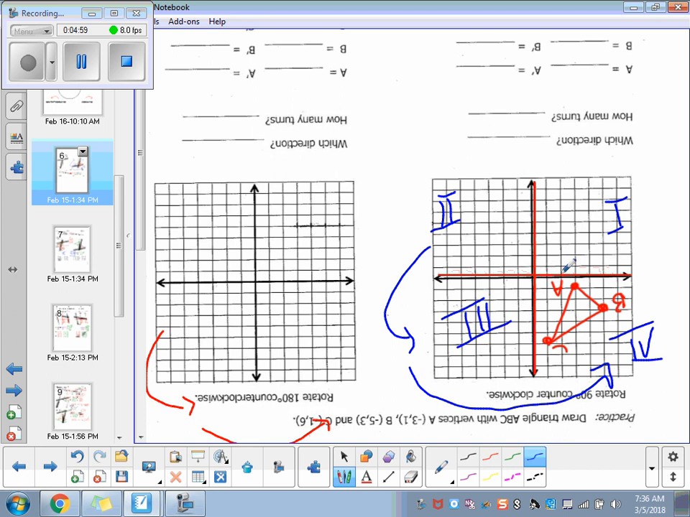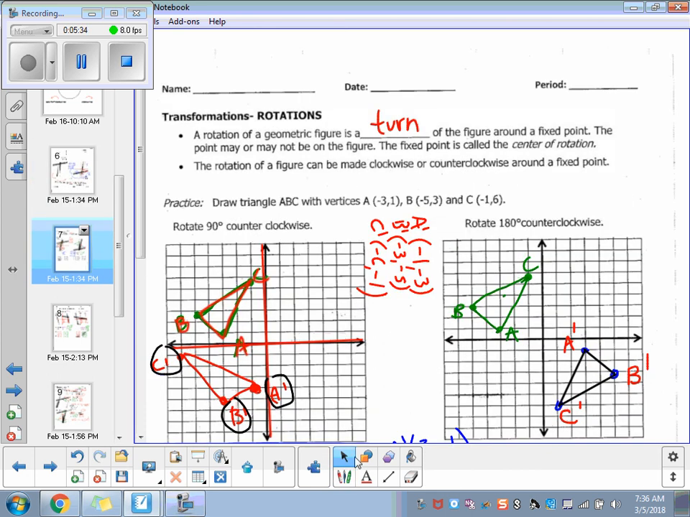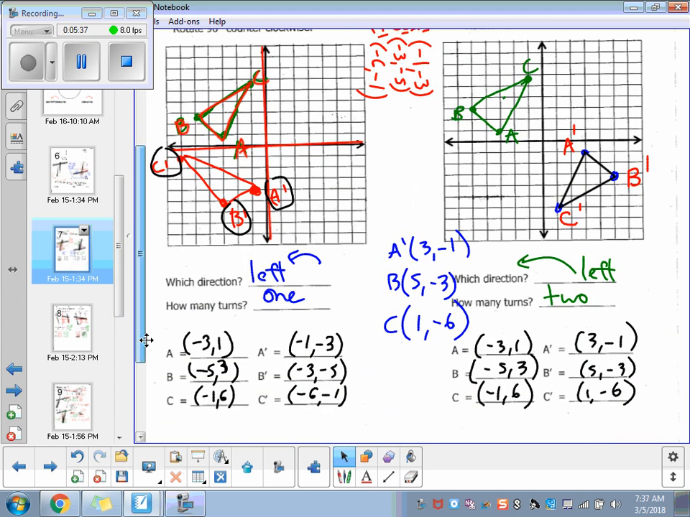So A prime is going to be over 3 down 1. And once again, you can just write that off to the side. All right. B is going to be over 5 down 3. So B prime, when we turn our papers back the other way, is going to be over 5 down 3. And the last point, this was C. So C prime is going to be over 1 down 6. Okay? So now you can see it right here. It started up in quadrant 2, and it's now down in quadrant 4.